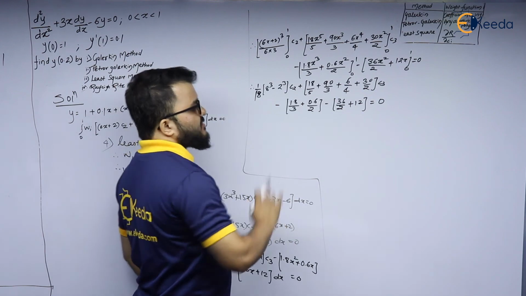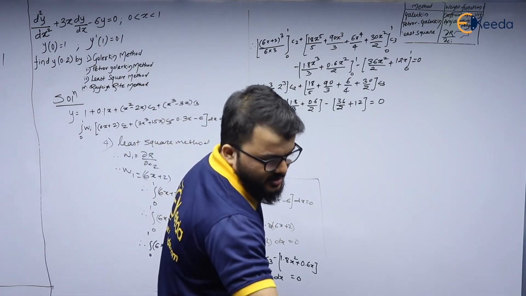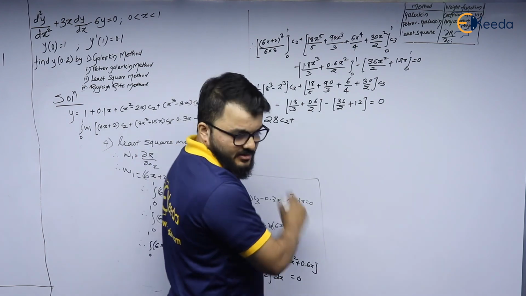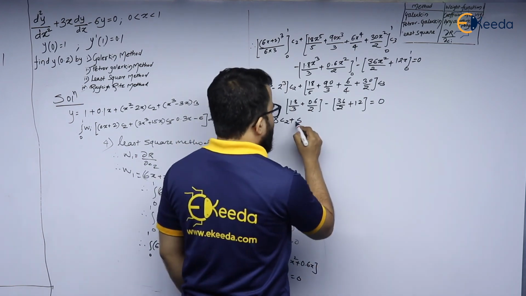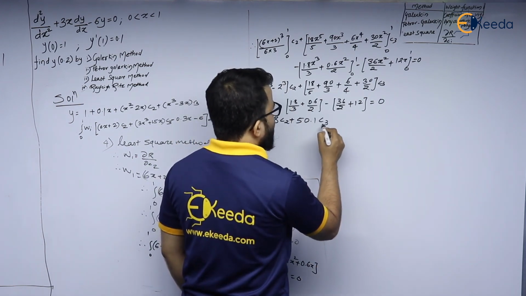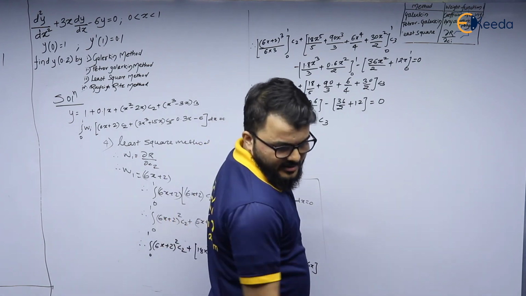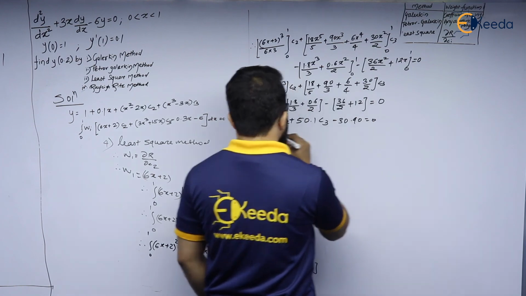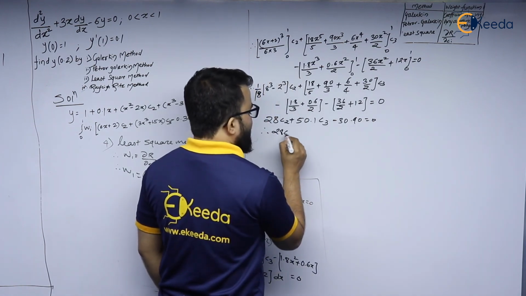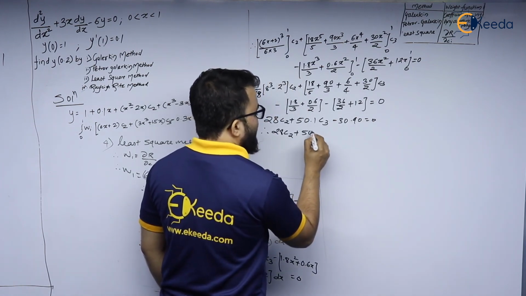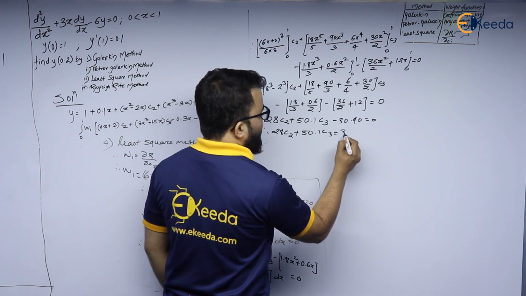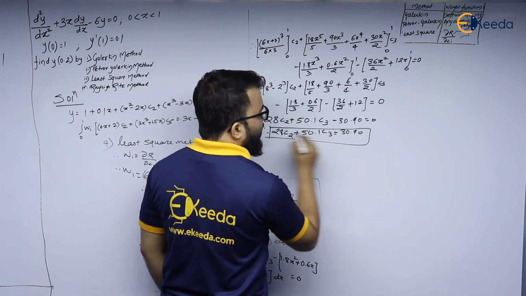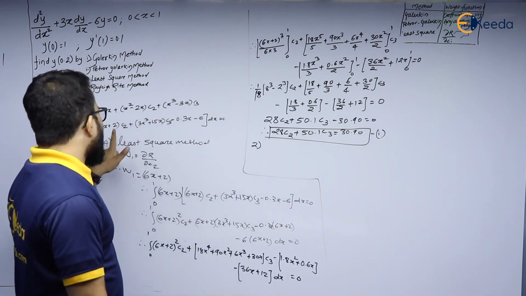After putting this in the calculator, you will get the equation 28C2 plus 50.1C3 minus 30.90 is equal to 0. So I will rearrange this equation: 20C2 plus 50.1C3 is equal to 30.90. Let us assume this is equation number 1. So now we will solve for W2.